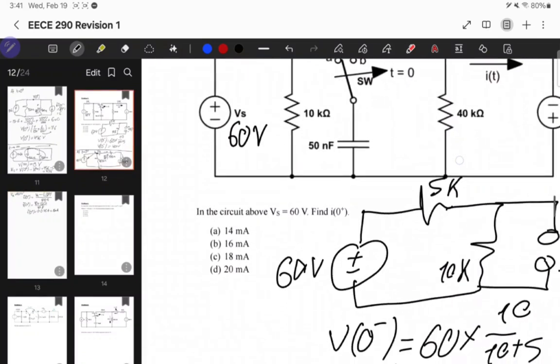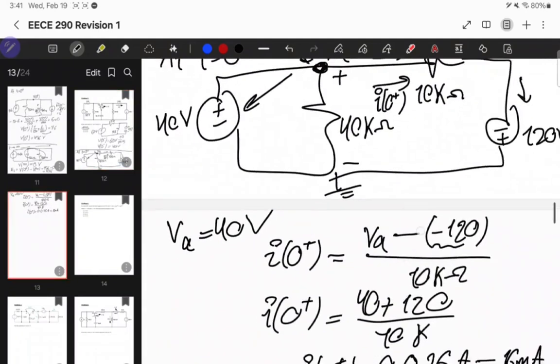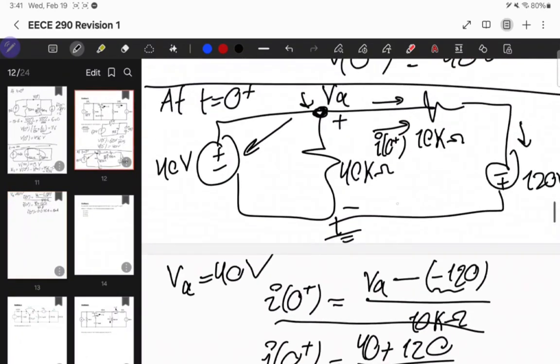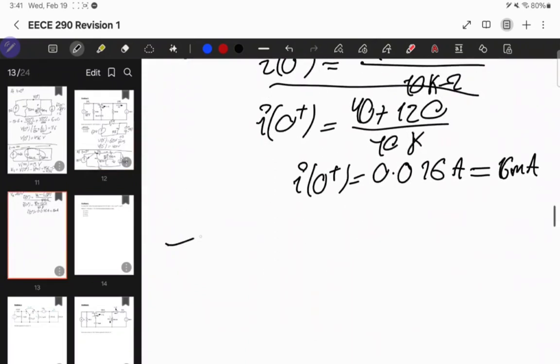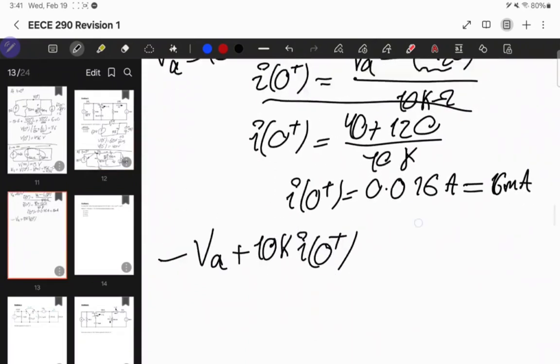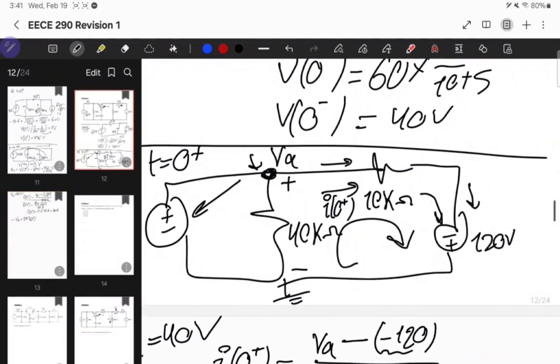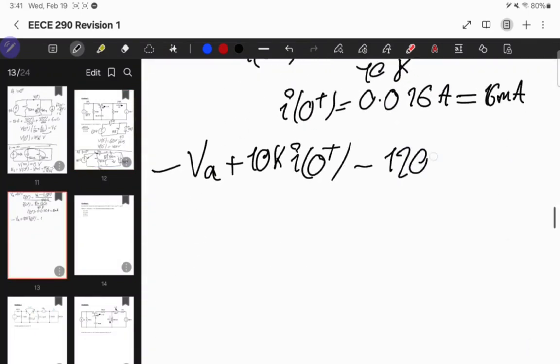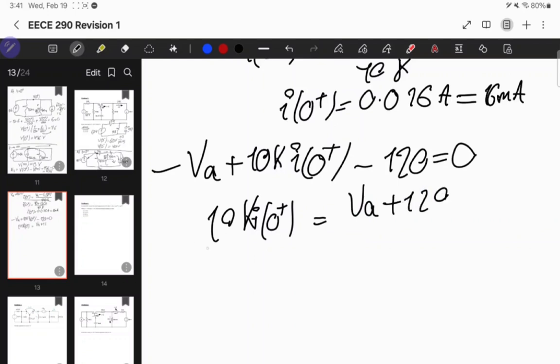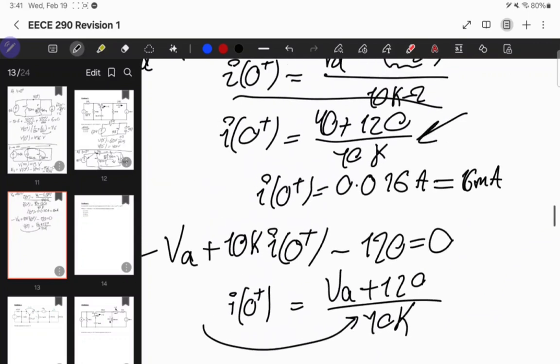So 16 milliampere, if we see our answers, we get answer B. Basically, let me simplify what I did in here. This equation comes from a KVL. If I do a KVL like this, I'm going to get minus VA plus 10 kilo I at 0 plus. If I continue the KVL, I'm going to hit the minus 120 is equal to 0. So 10 kilo I at 0 plus is equal to VA plus 120. Now get this to the other side here. I'm going to divide by 10k, which is exactly this formula.